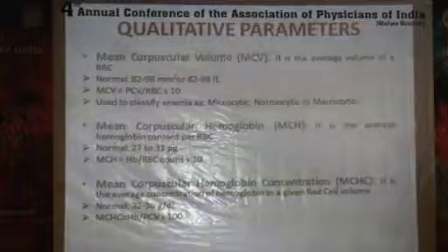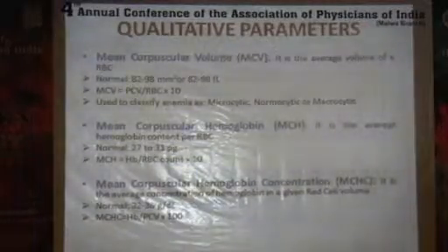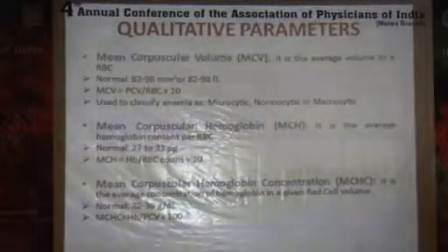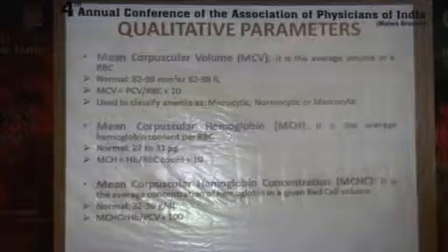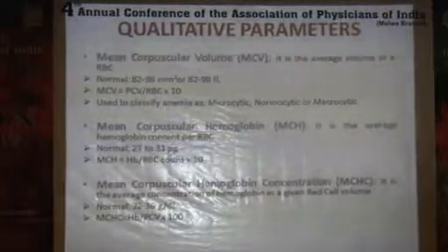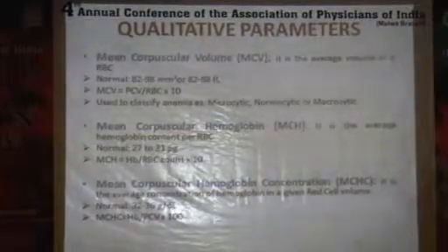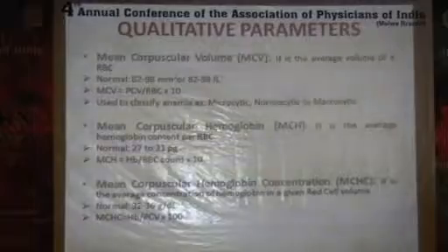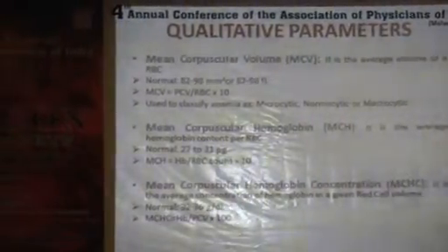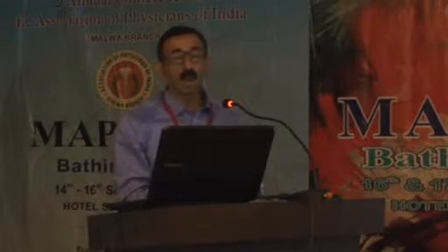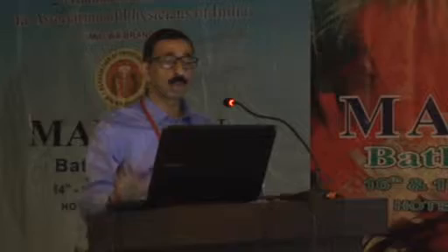These are the 3 qualitative parameters, MCV, MCH, MCHC. I told you the most important is MCV, mean corpuscular volume, that is, the average volume of the red blood cell. And we all should remember the normal value of MCV, that is 80 to 100 femtoliters, because this is going to help us in differentiating anemia into microcytic, macrocytic, and normocytic. The rest are the mean corpuscular hemoglobin and the mean corpuscular hemoglobin concentration.